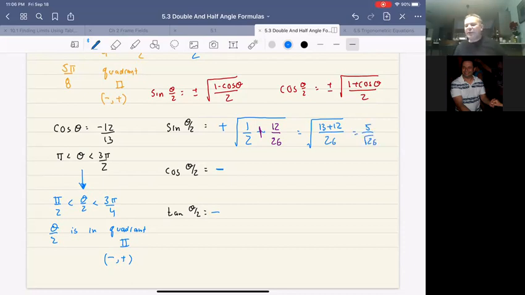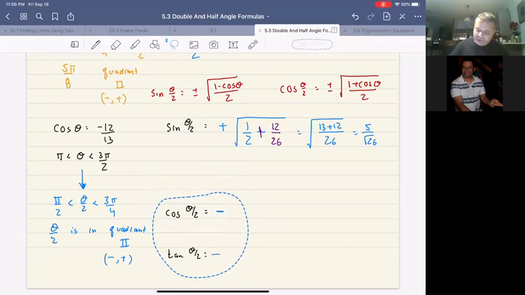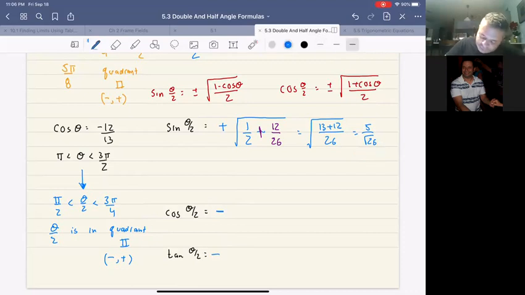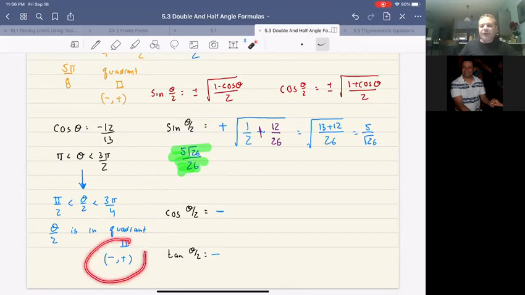So 5/√26, which means we're going to have to do a little bit of rationalization. But that's an easy one. We just multiply by square root of 26 on the numerator and denominator. So we get 5√26/26. And it is, again, positive because theta/2 lives in quadrant 2.